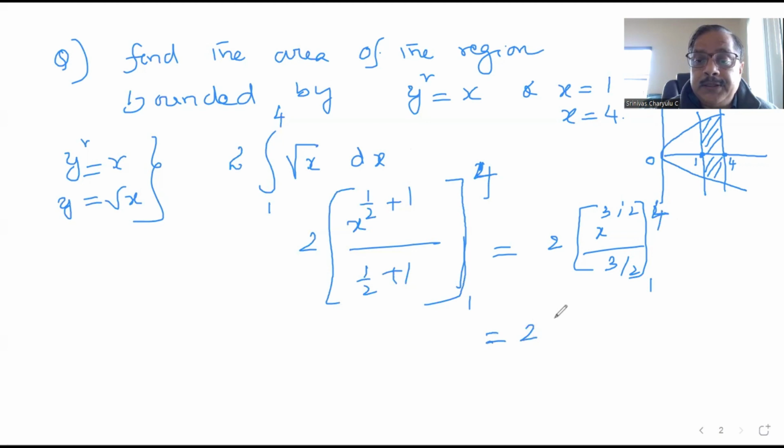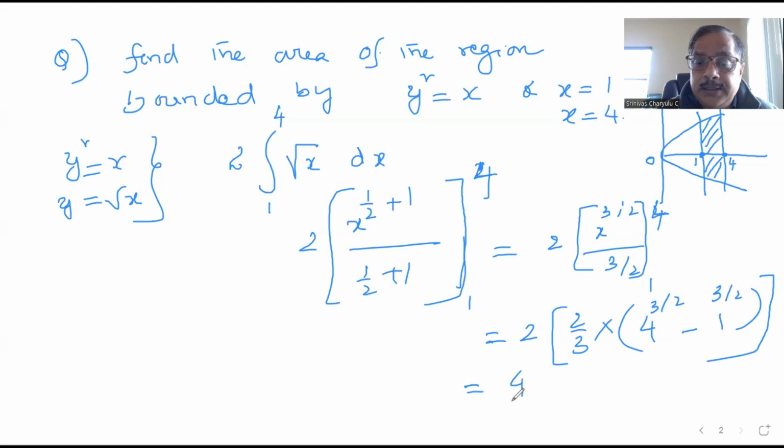So 2, open the bracket. Here again 2 by 3. First the upper limit, 4 to the power of 3 by 2, minus 1 to the power of 3 by 2. So 2 into 2, 4 by 3.